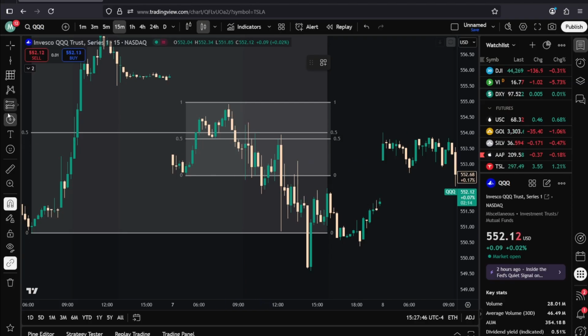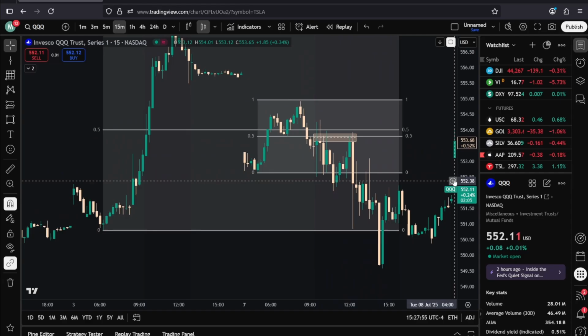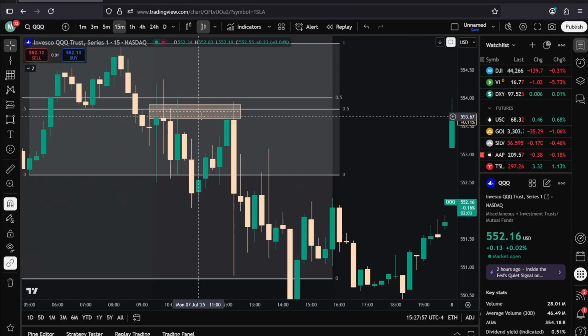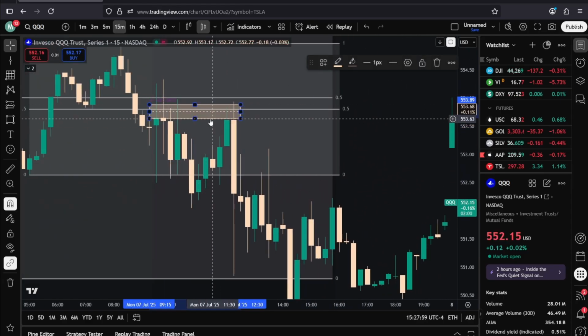Again, we had 6 entries. I'm actually going to highlight it with the rectangle right there, all the way to the 12:30 entry. 6 beautiful entries, all of which would have yielded probably about 20 points, 30 points.